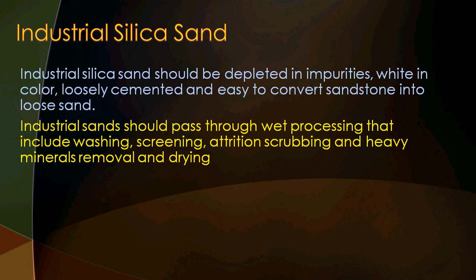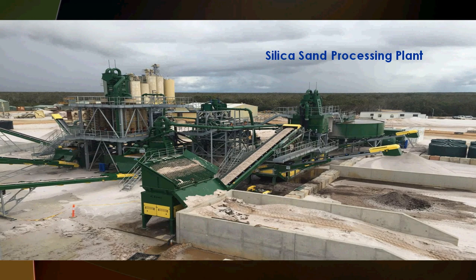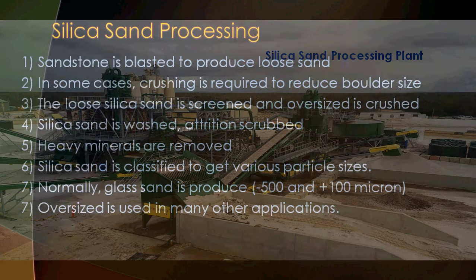So, industrial sand should be processed, and for processing the best method is wet processing. Some people do just some dry processing, they just screen it, but by screening you cannot produce high quality industrial silica sand. So, this is one of the silica sand processing plants. In this there is washing, attrition scrubbing, classification and finally drying.